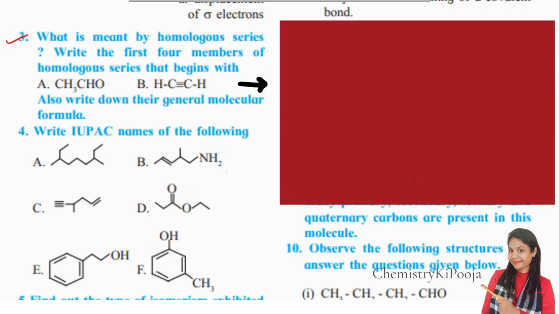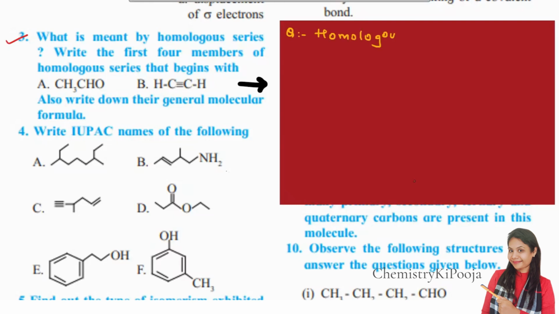Next question is, what is meant by homologous series? The first four members of a homologous series that begins with question number A and B is given to us. Now let us first try to answer the first part, that is homologous series.